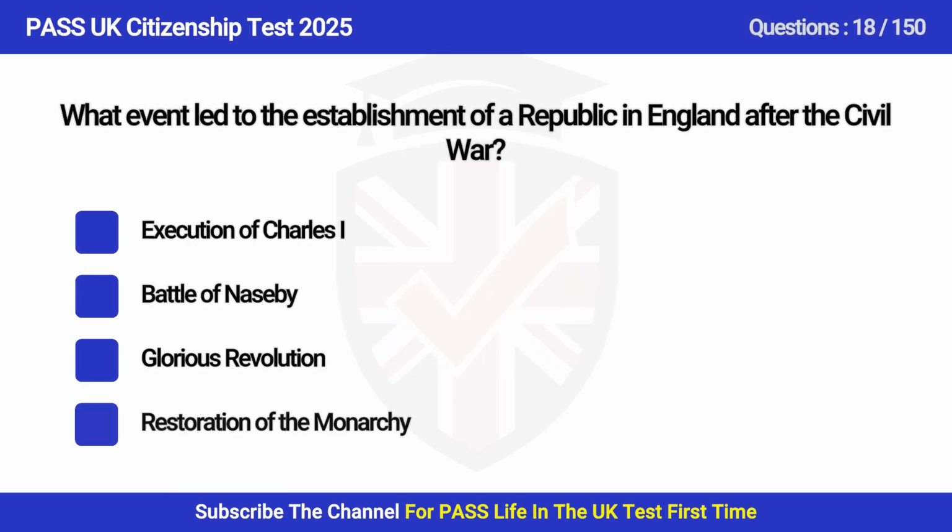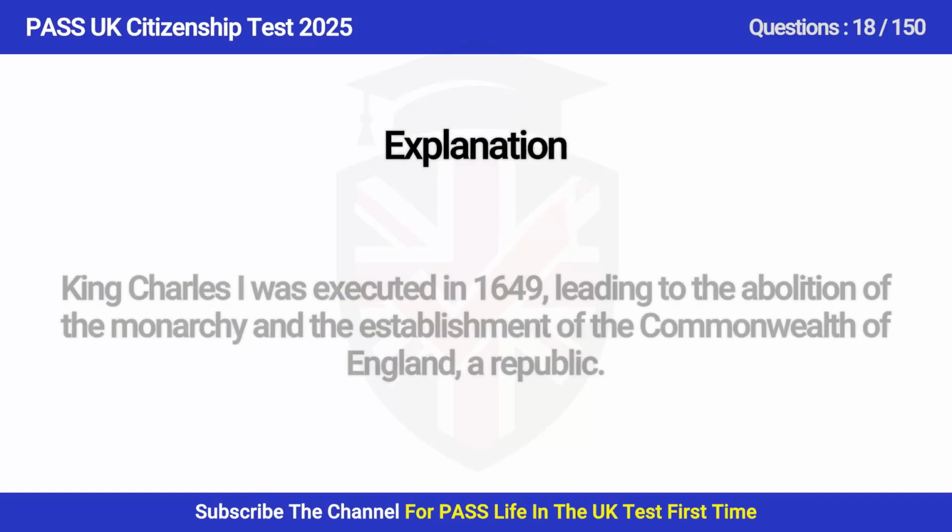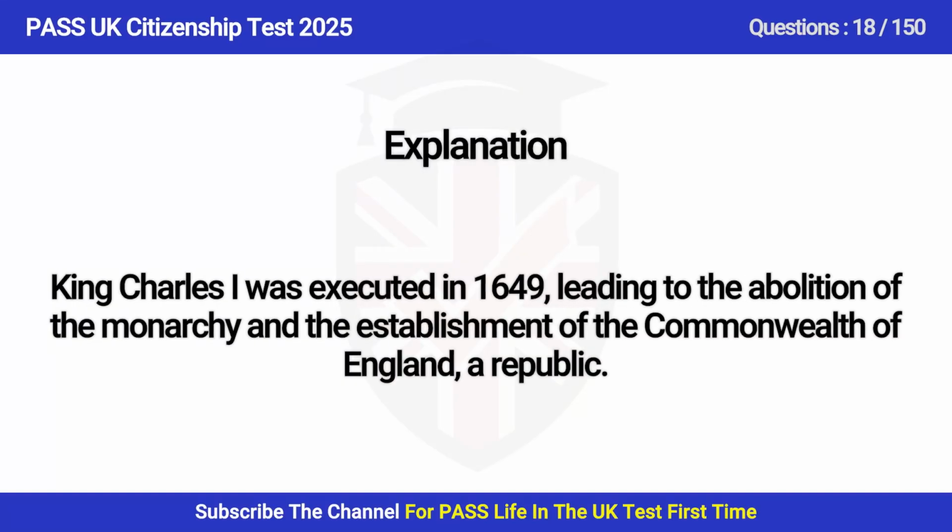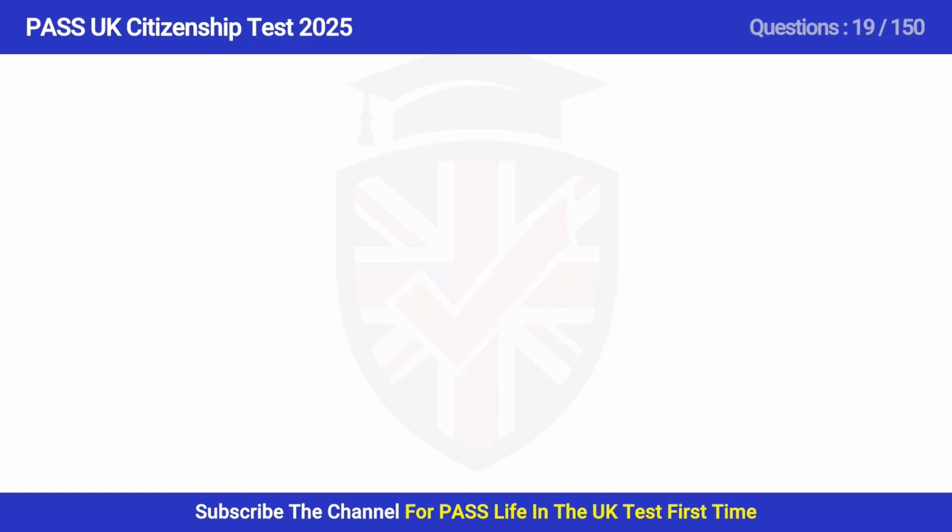Question 18. What event led to the establishment of a republic in England after the Civil War? A. Execution of Charles I, B. Battle of Hastings, C. Glorious Revolution, D. Restoration of the monarchy. Answer is A. Execution of Charles I. King Charles I was executed in 1649, leading to the abolition of the monarchy and the establishment of the Commonwealth of England, a republic.